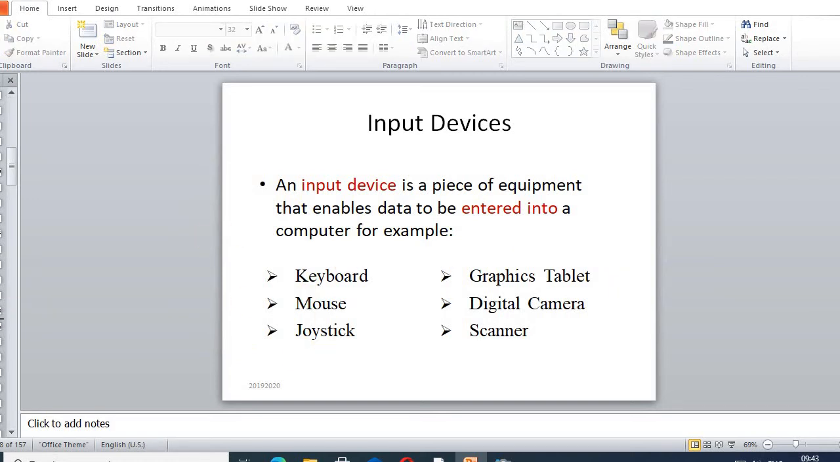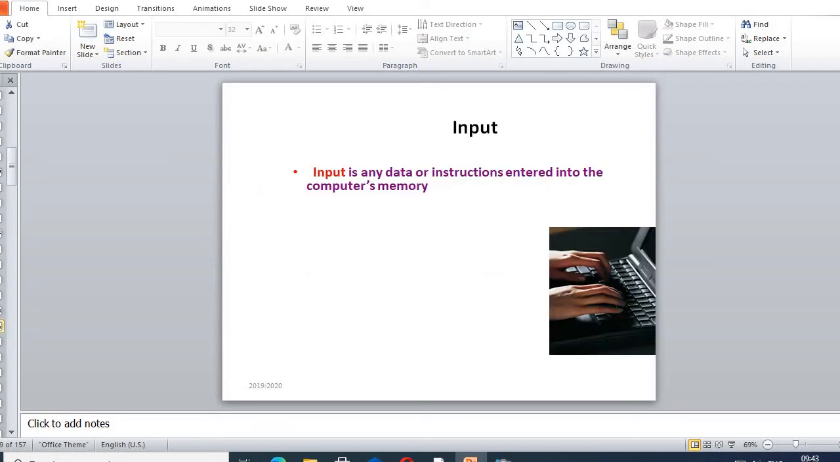Then we have to look at input itself. Input is any data or instructions entered into the computer memory. Using the keyboard, you may be using your laptop, so you can see the guy is actually typing on the keyboard, entering some data. He's entering some data on the keyboard. So that is it.